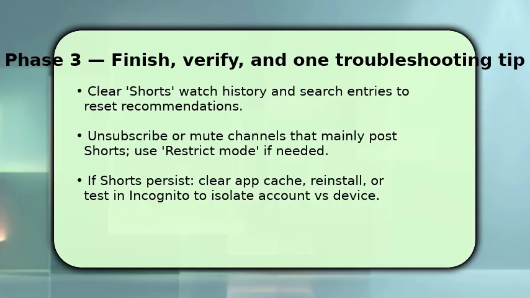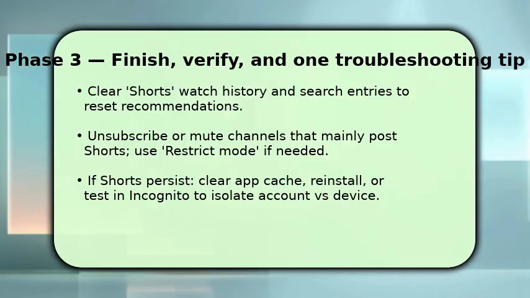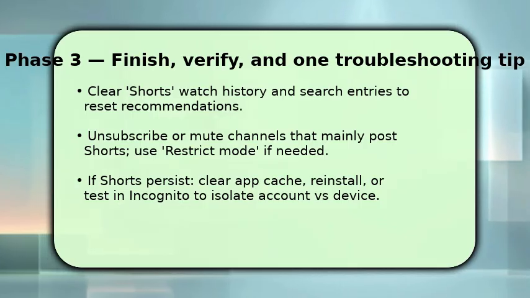If problems remain, clear the app cache and reinstall, or test YouTube in incognito to see whether it's account-based. A final troubleshooting tip: if Shorts persist after these steps, wait 24 to 72 hours for the algorithm to reevaluate after your feedback and removed history.